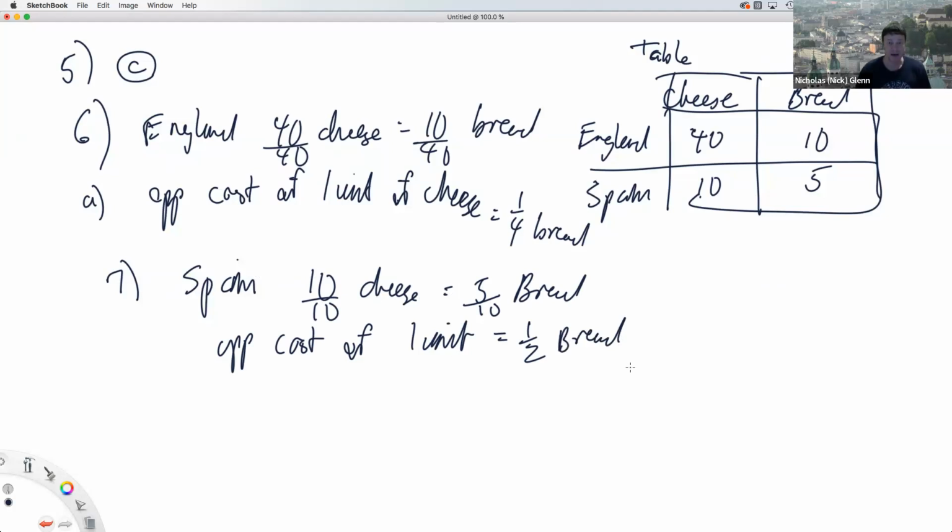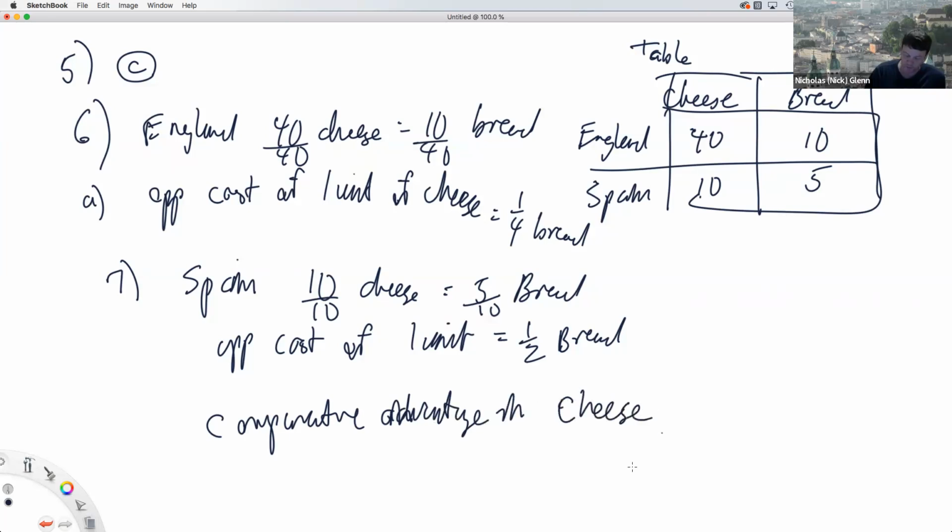Now, to find out who should specialize in what, we want to see who has a comparative advantage in cheese. To do this, you look at the opportunity cost. Whoever has a lower opportunity cost has a comparative advantage, and they should specialize in that good. Well, England's opportunity cost is 1/4 bread. What about Spain? Well, it's 1/2 of bread. That's the opportunity cost of 1 unit of cheese for them.